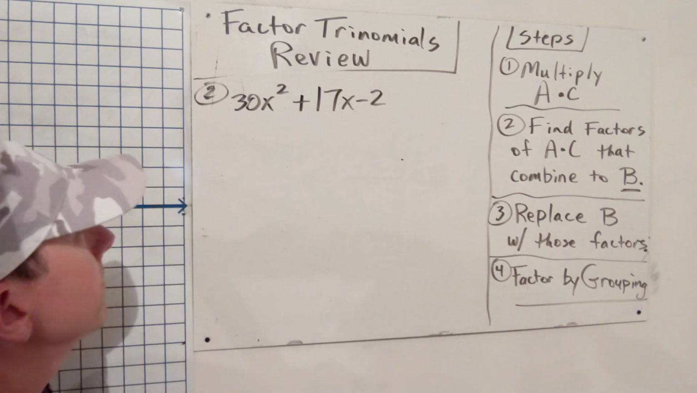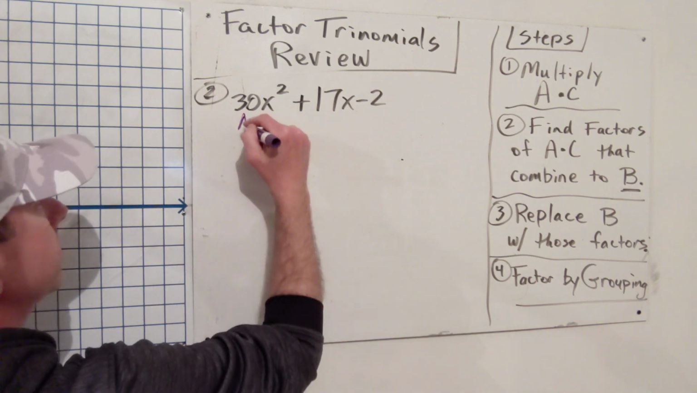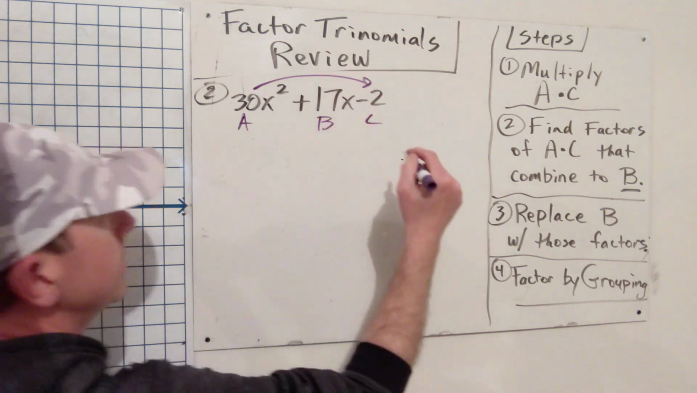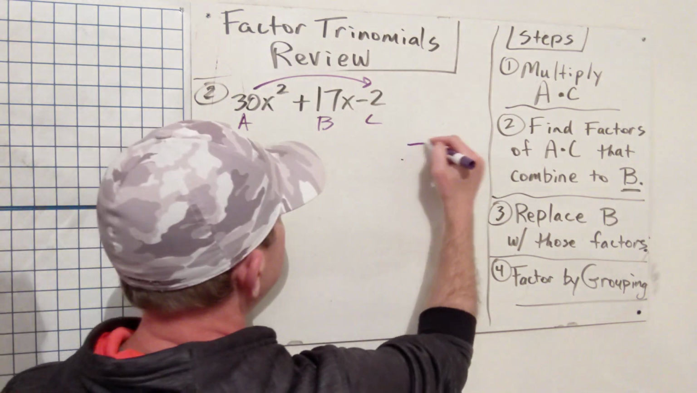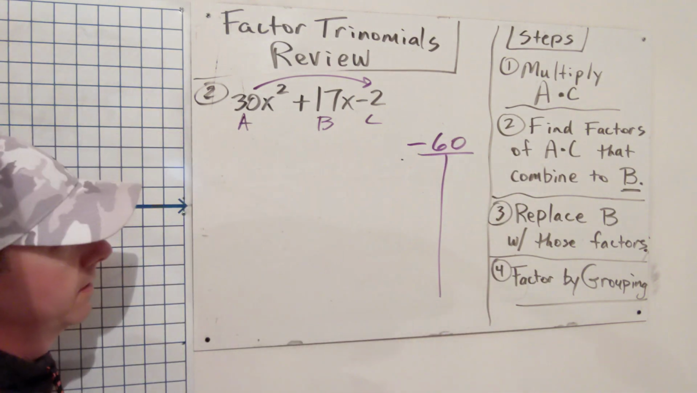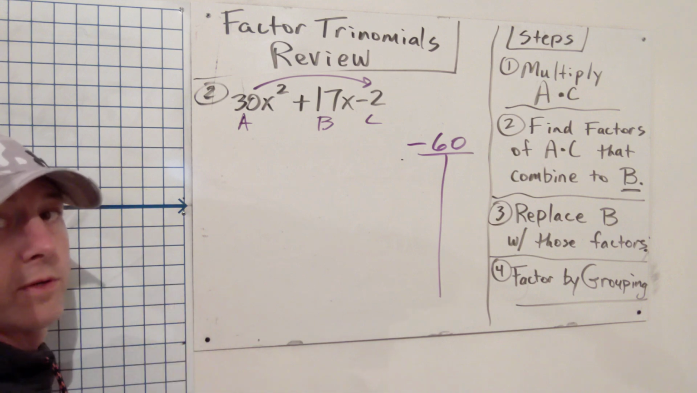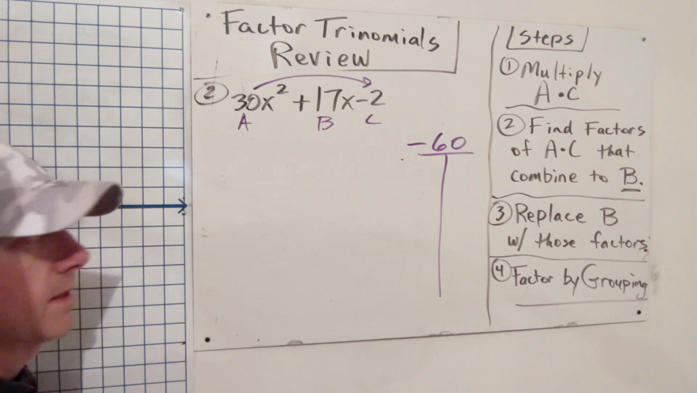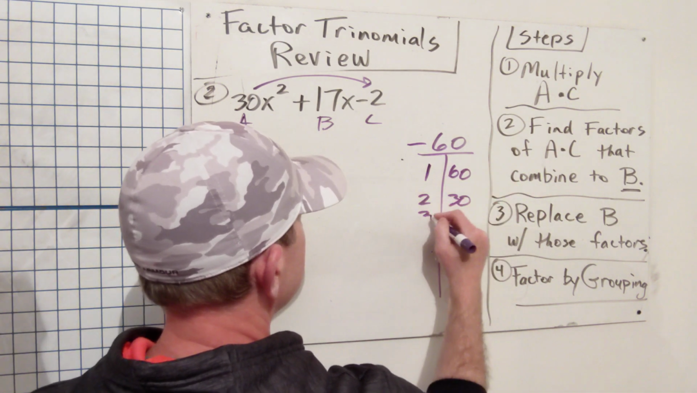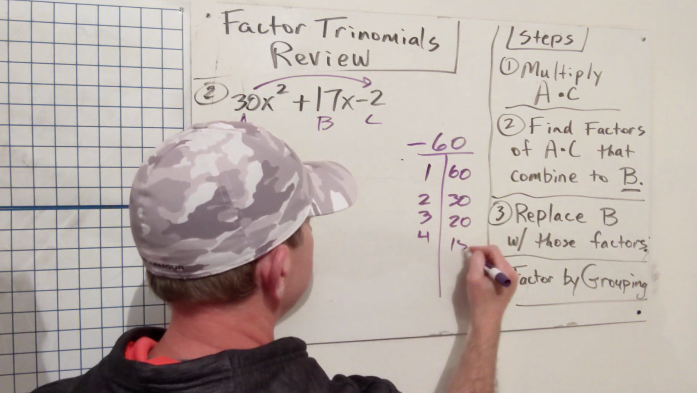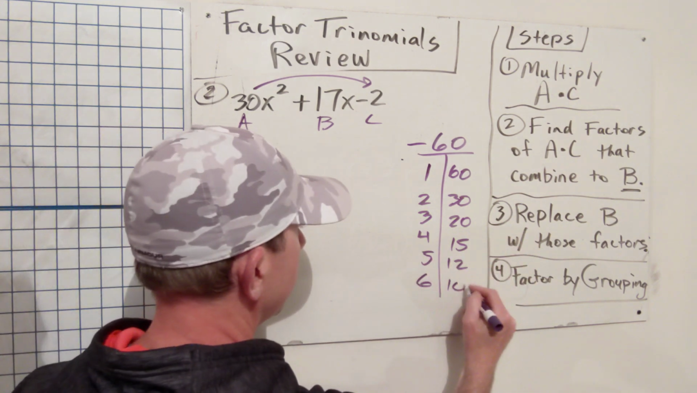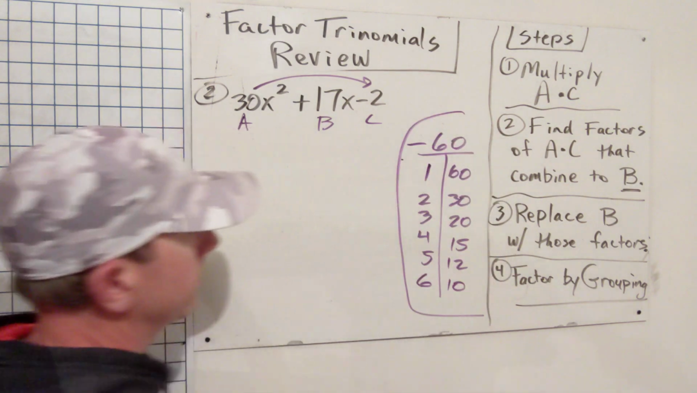All right, so this is what we've got. Again, A, B, and C. If it helps you to label these as A, B, and C, go ahead and do that. We're going to multiply A times C, so we've got a negative 60. Now 60 has a lot of factors, so being honest here, this is the toughest one we're going to do on the notes. Something like this would be the toughest one in the assignment. All right, so we've got 1 and 60, 2 and 30, 3 and 20 works, 4 and 15 works, 5 and 12 works, 6 and 10 works, 7, 8, 9, none of those work.